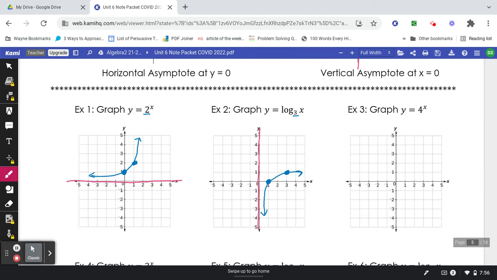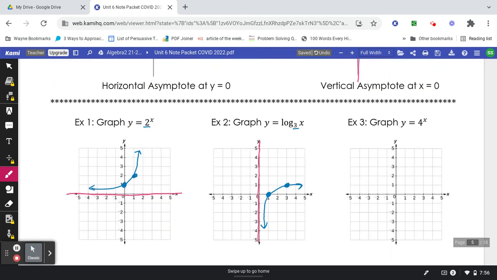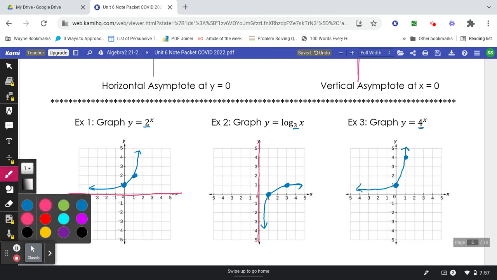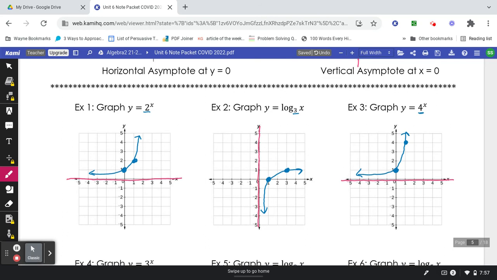Y equals 4 to the x, which means we're going to graph an exponential, which is the top left type of graph right over here. First point is (0, 1). Always on an exponential graph, you always have (0, 1). And then the next one is (1, base), and our base is 4. So we'll plot the point (1, 4). Create the same shape. And then create a horizontal line for the asymptote. The asymptote's kind of just like a boundary line that your graph doesn't cross.